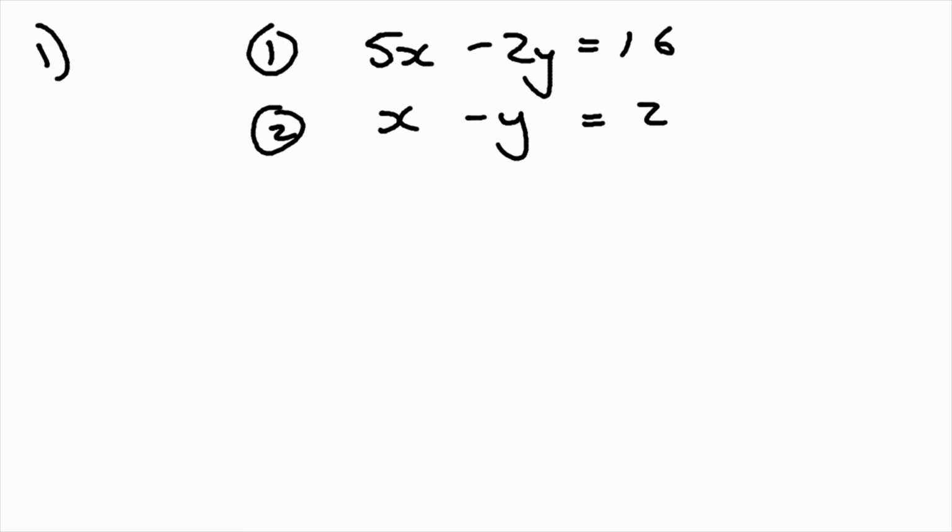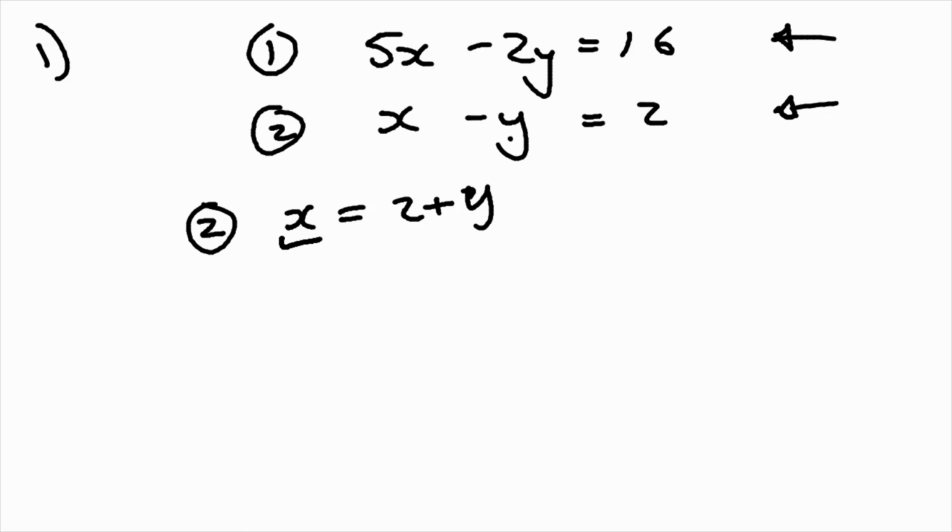Now the trick with the substitution method is to rearrange one of the two equations into the form x equals or y equals. We make one of the variables the subject of the equation. So I'm going to take equation 2 and I'm going to add y to both sides. So by adding y to both sides, it cancels the minus y here, and we're going to get x equals 2 plus y. Now we know what x is, we can substitute this in to our first equation.